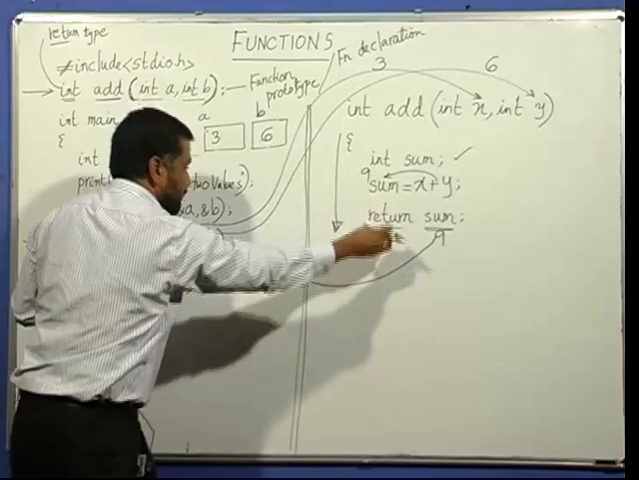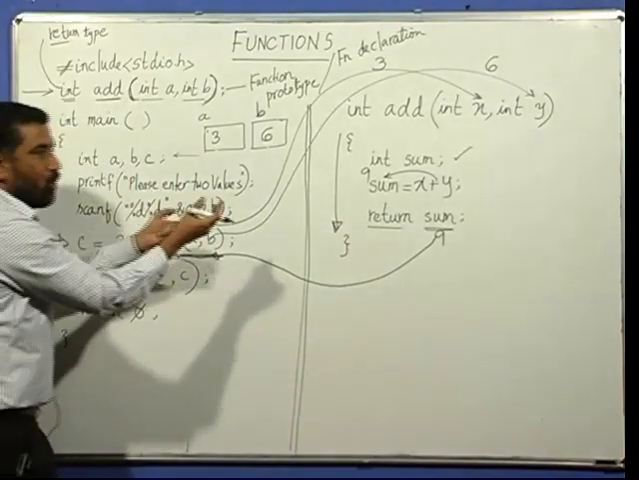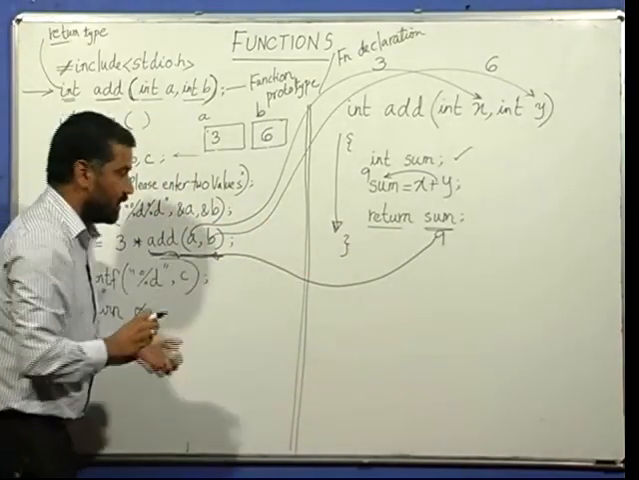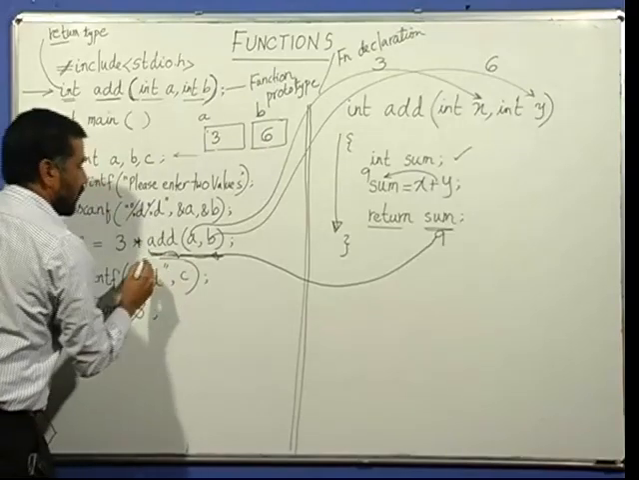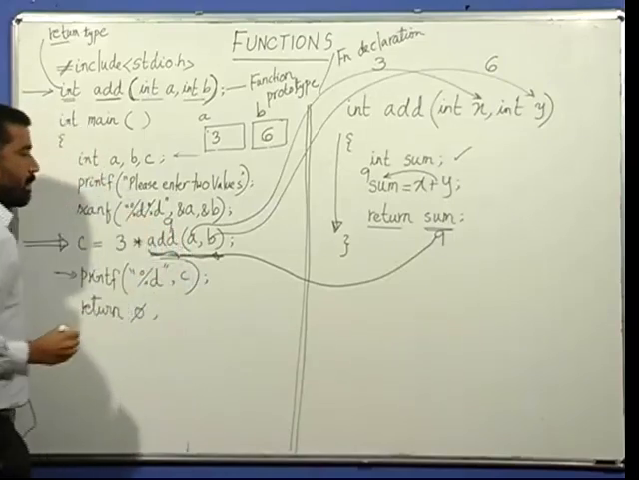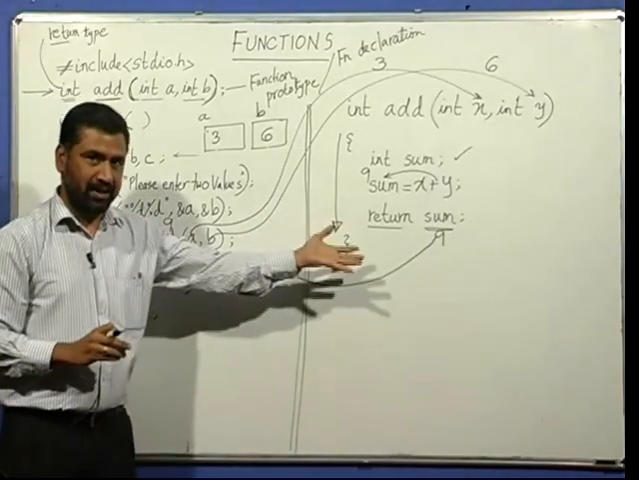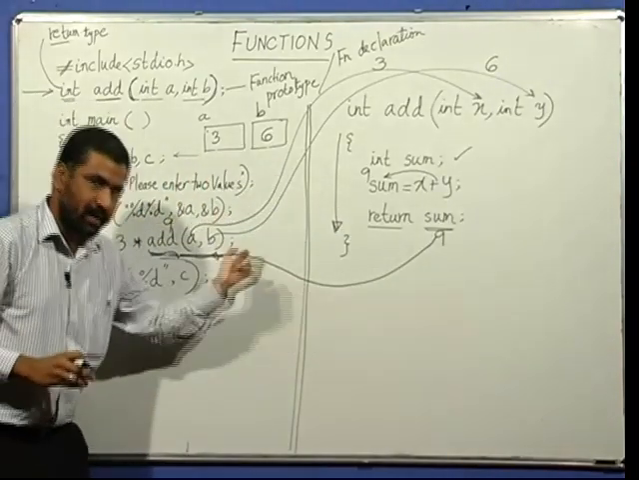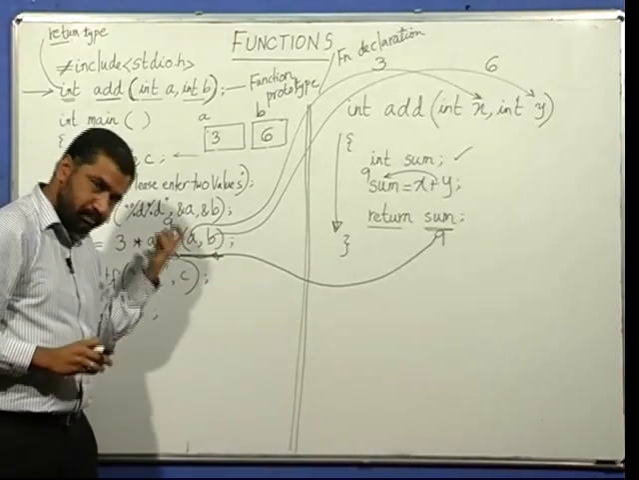So once it finishes, the control comes back, and whatever value has been returned will be replacing the function call, meaning this function call add A comma B will now be replaced by whatever value has been returned. In this particular case, the value happens to be 9.